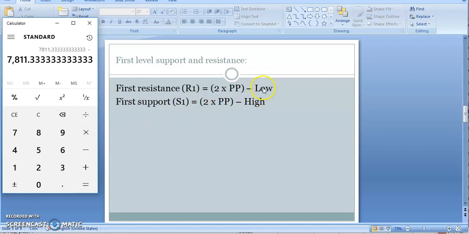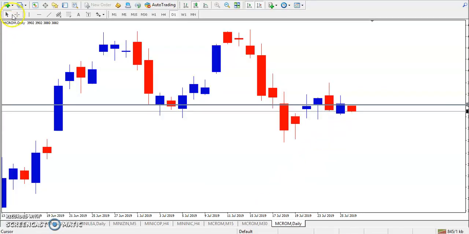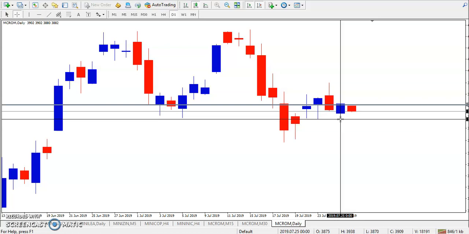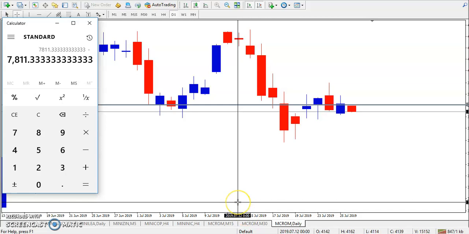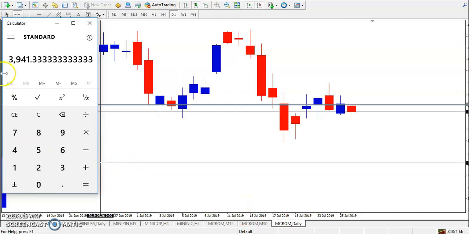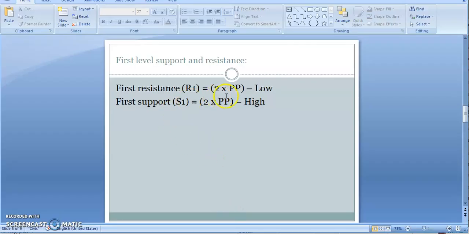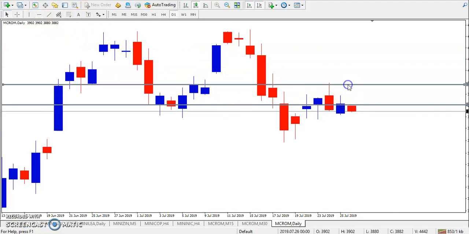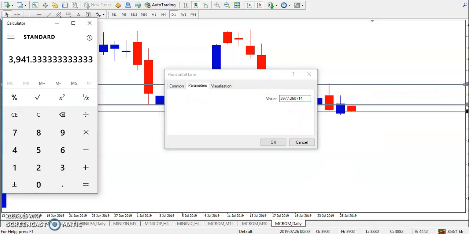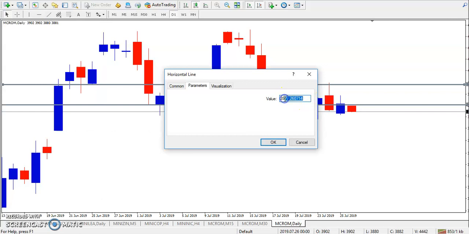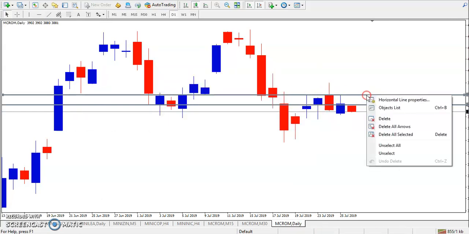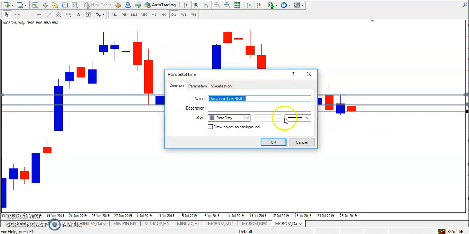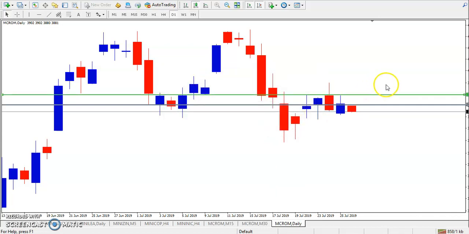After that, minus low, right? So where is the low? That is why we have to find out the low. Where was the low? Low, L, it's 3870. Now minus 3870. So we'll find, that means 3941. Have you seen? This is the first resistance. First resistance is 3941. So let me draw another line here for the first resistance, 3941, right? Have you seen this is our resistance line? Let me change the color. So we have seen this is the first resistance.